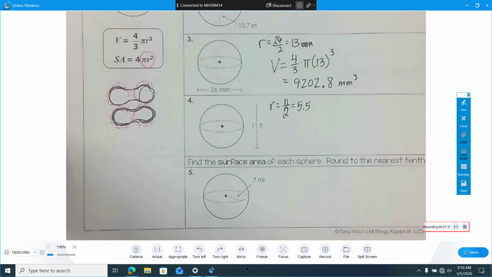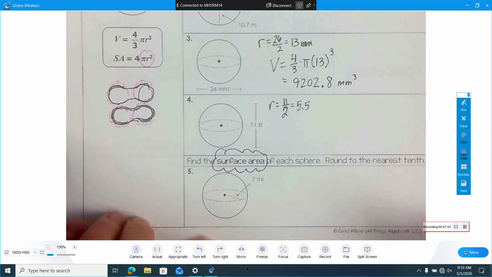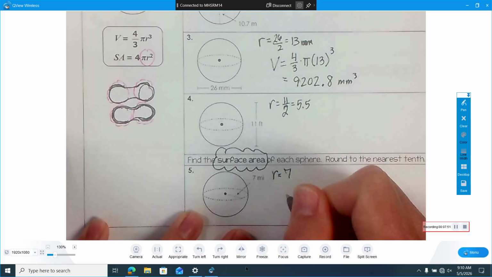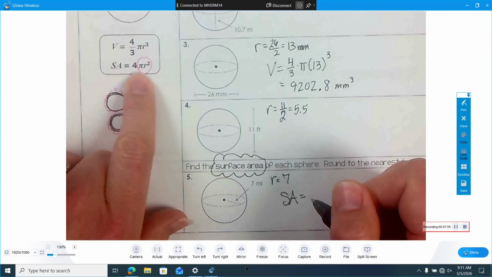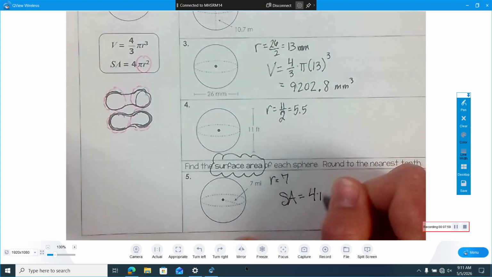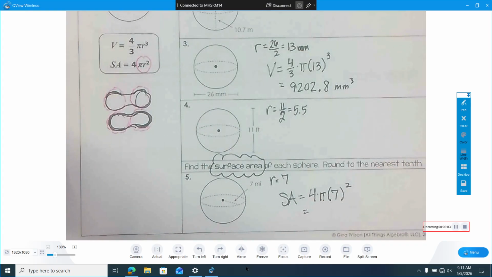Okay, great. So now we move to surface area. Reading our directions carefully, surface area of a sphere. Surface area of a sphere is 4 pi r squared. What's our radius here? 7. So surface area is 4 pi radius squared. So we get 4 times pi times 7 squared. Round to the nearest tenth.